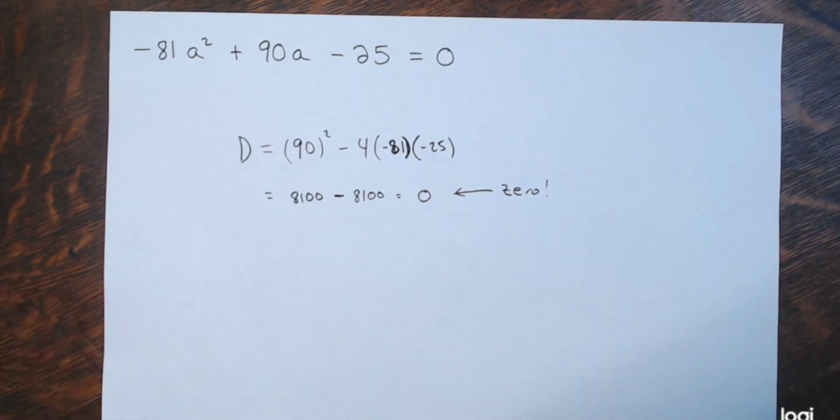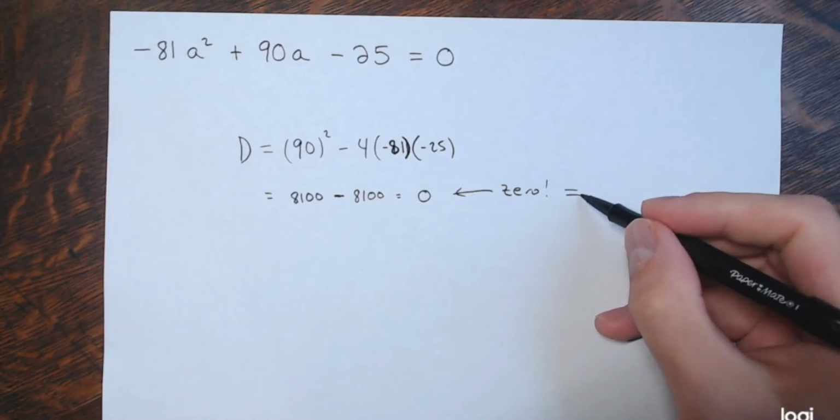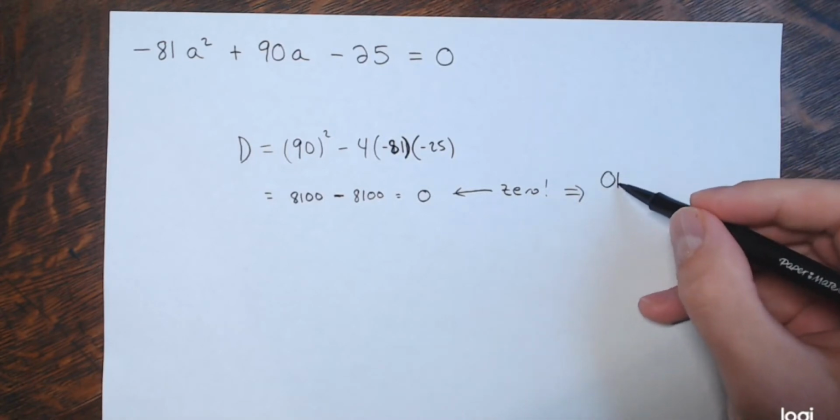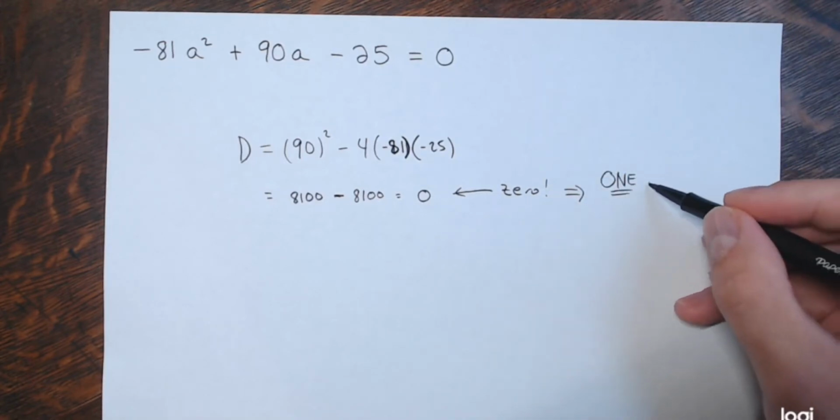Remember what happens, it's been since earlier on in the video, but when the discriminant is 0, you're taking the square root of 0 in the quadratic formula, you only end up with one real solution, whatever negative b over 2a is. So this tells me that the equation has exactly one real solution.